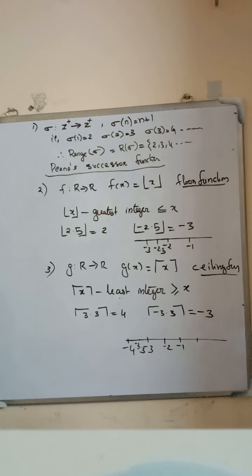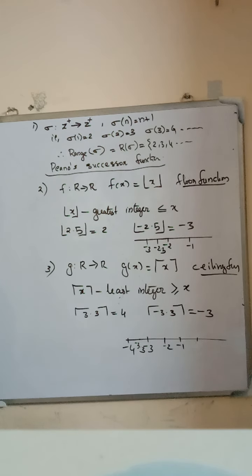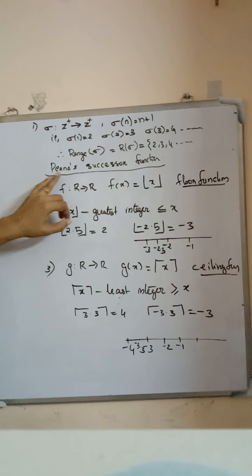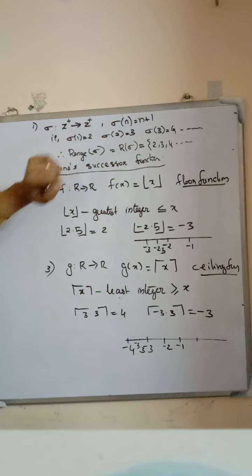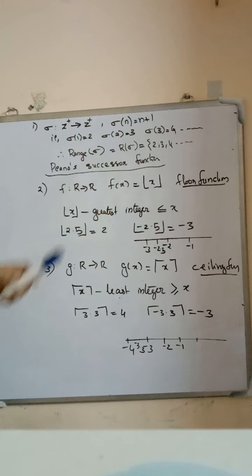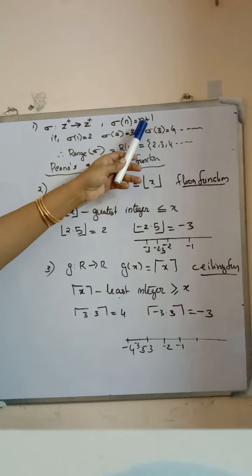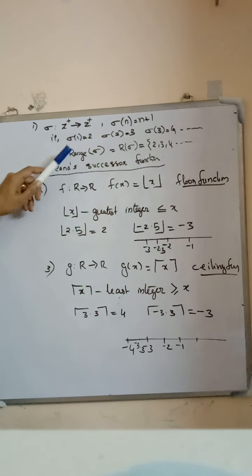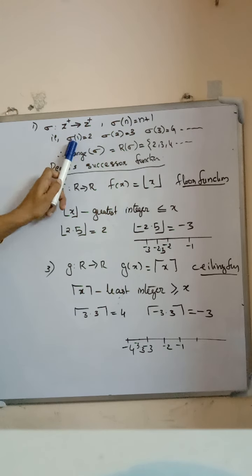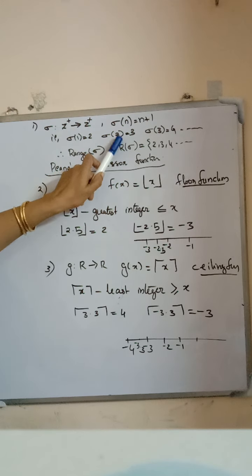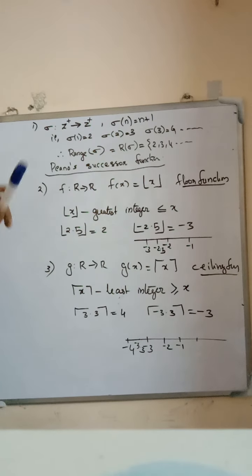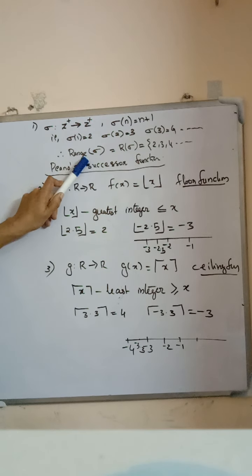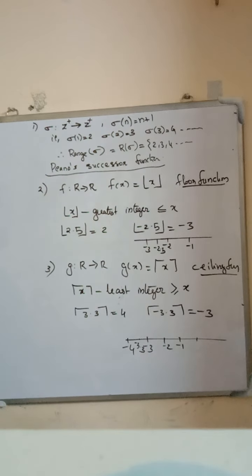Today we start our discussion with some important functions. The first one is Peano's successor function. Peano's successor function is defined from the set of positive integers to the set of positive integers and is defined as sigma of n equals n plus 1. That is, if we input 1, we get 2, since 1 plus 1 is 2. If we input 2, we get 3, and if we input 3, we get 4, etc. Here the range set of this function is 2, 3, 4, etc.